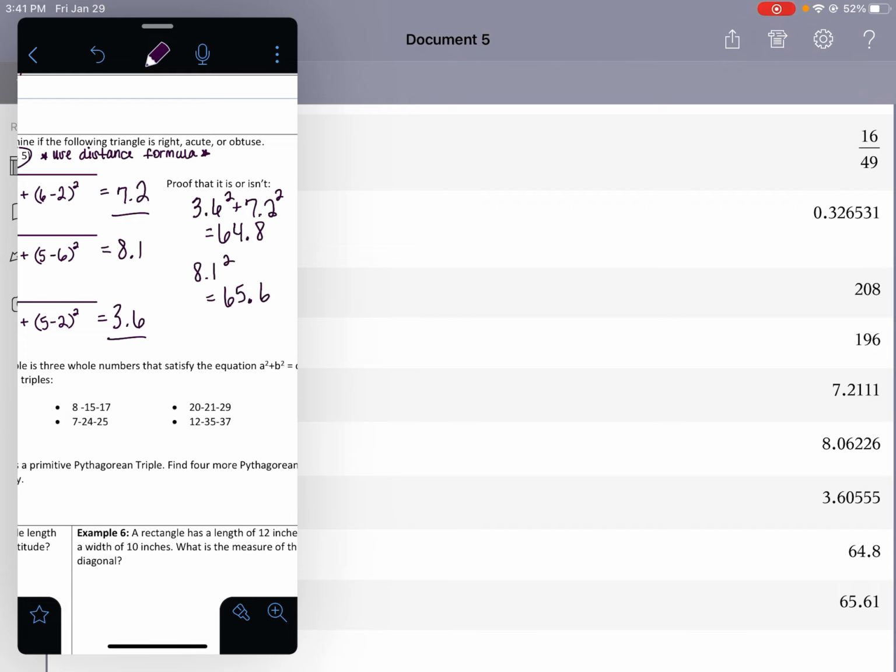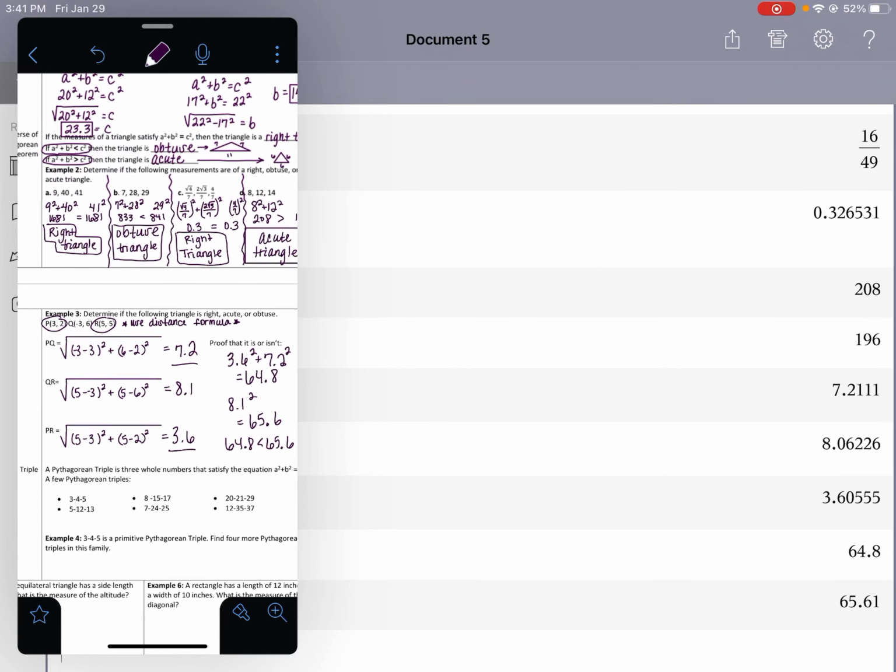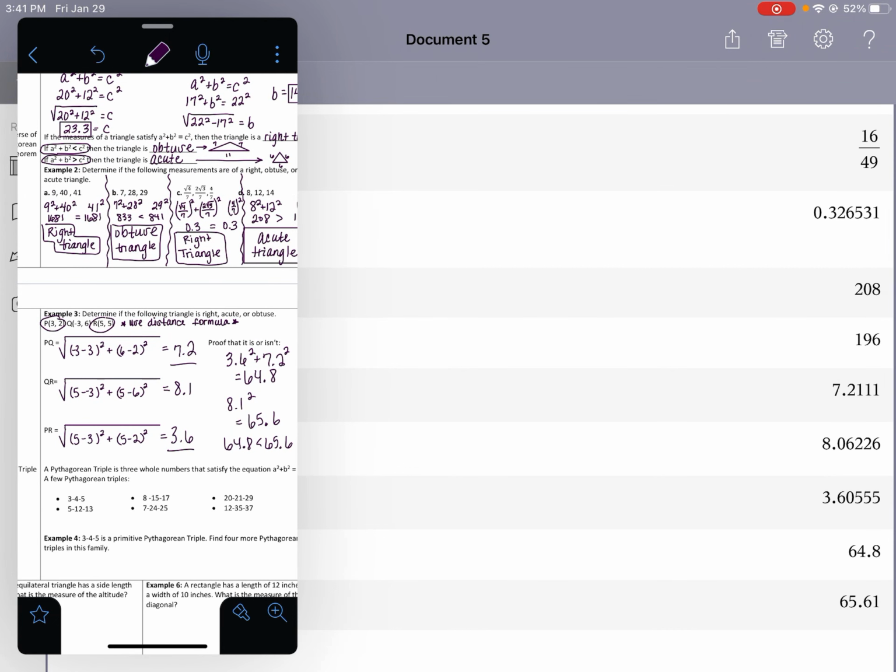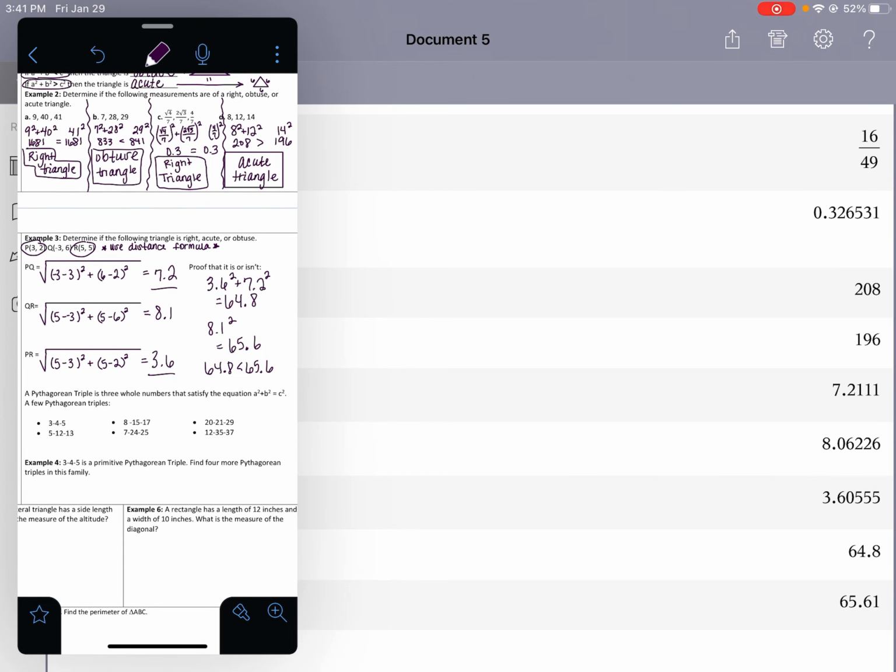Okay, so the added ones, the a squared plus b squared, was 64.8, and that is less than 65.6. So that should be, remember, we look up here. So since it was less than, that's going to be obtuse. So that is not right, because it just asks if it's a right triangle. Well, actually, it just asks which one it is. So this is going to be obtuse.